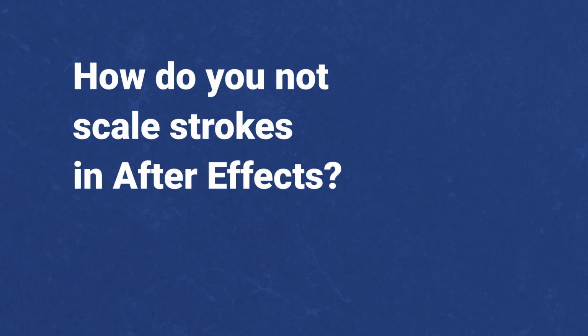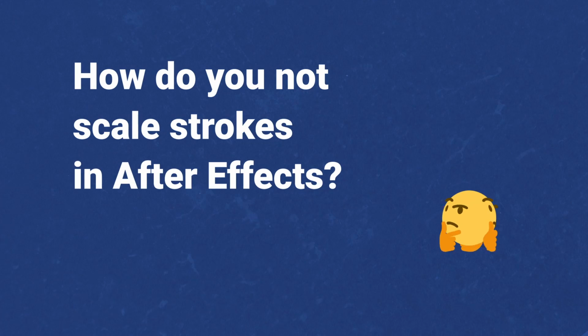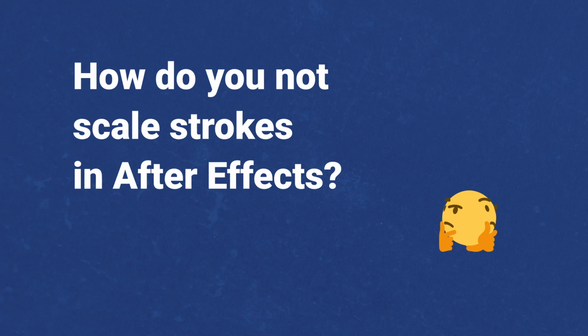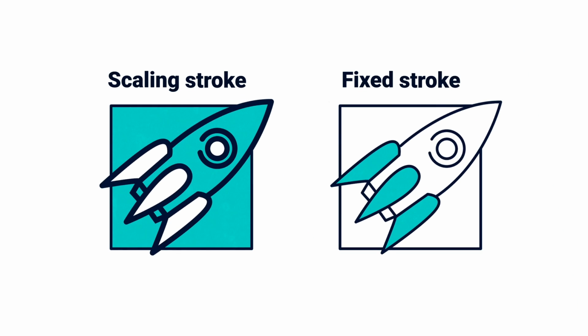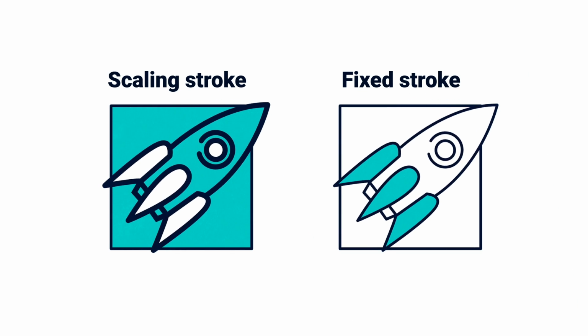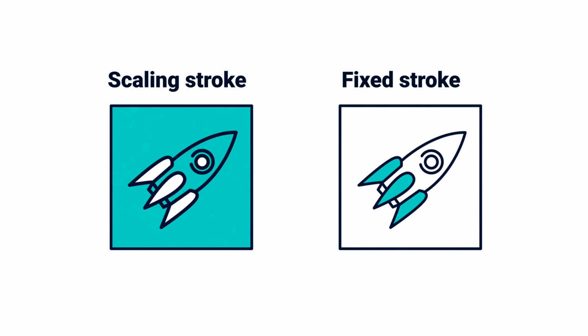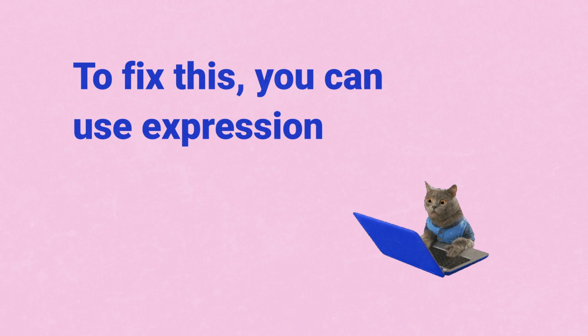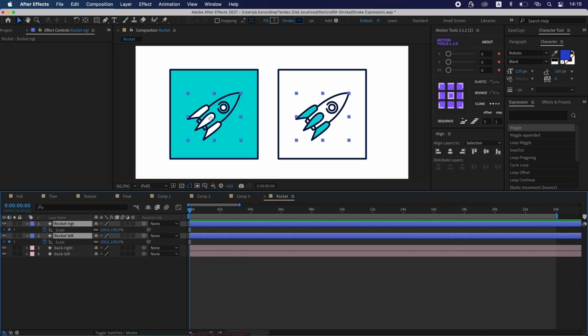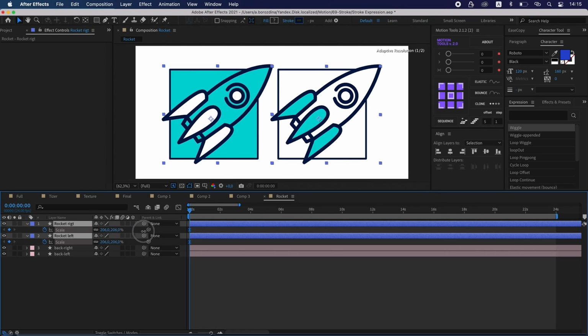Hi everybody! I suppose that everyone at least once faced the problem of scaling the stroke of shapes. Sometimes you need to scale an object without having the stroke changed, so it has to be fixed. After Effects doesn't have a native function for this, therefore I've made a supporting expression.